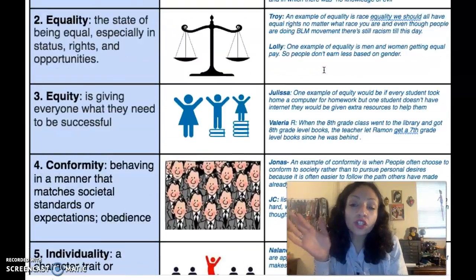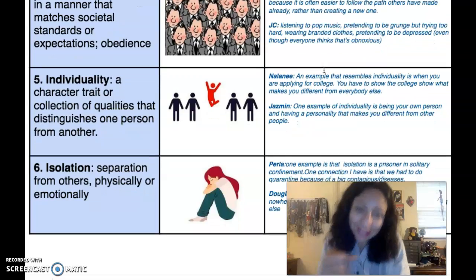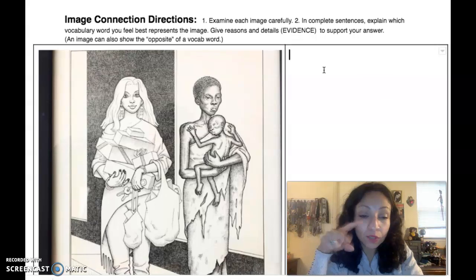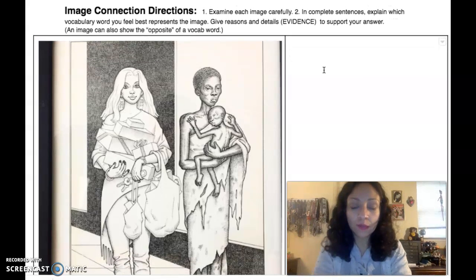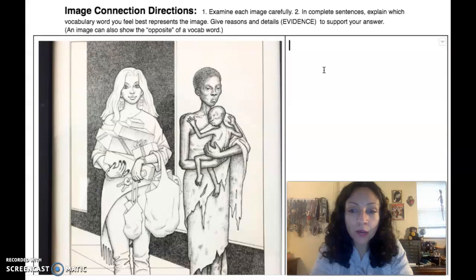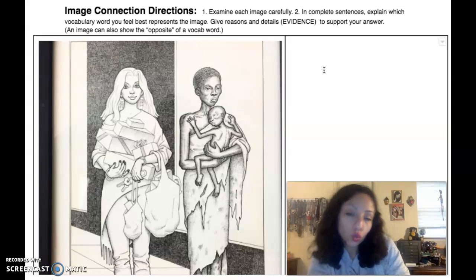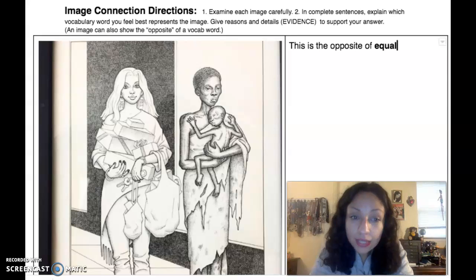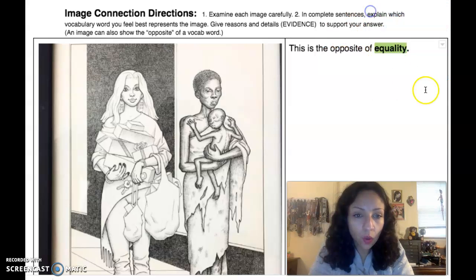I can use this picture to talk about all 6 of the words, but I'm not going to ask you for 6 totally different answers. If you can answer up to 2 for each one, that would be awesome. So let me go ahead and start this off. I would connect it to, which one did I say? Equality. So this is the opposite of, I'm going to bold it or change the font color. I don't have to capitalize it because it's in the middle of my sentence. So this is the opposite of equality.